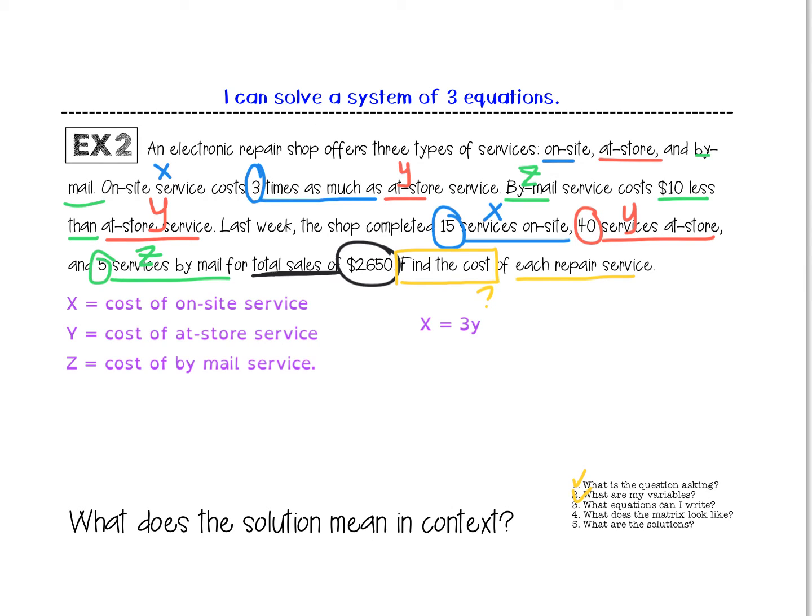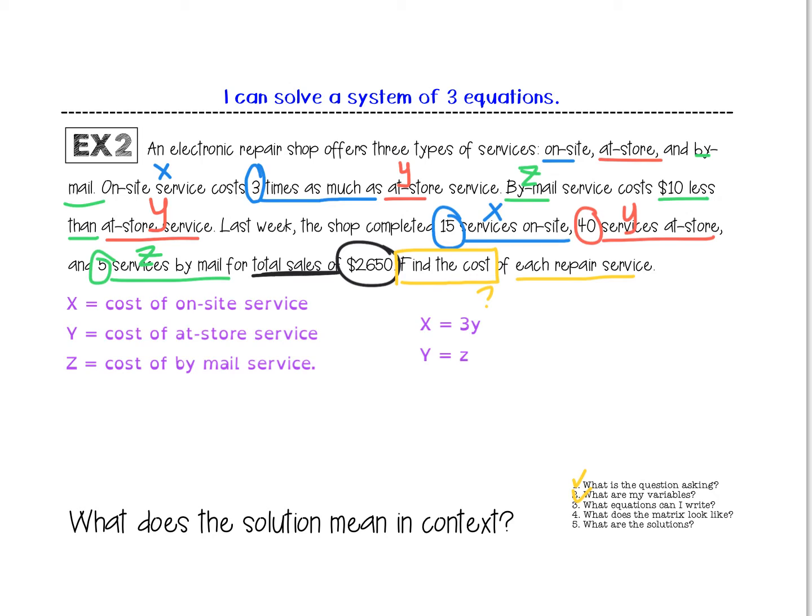All right, now we need to look at by mail. By mail costs $10 less than at store. So by mail is going to be less than at store. Let's start with setting them equal. Right now I'm saying that at store and by mail are equal, but I know that the by mail is $10 less than the at store.